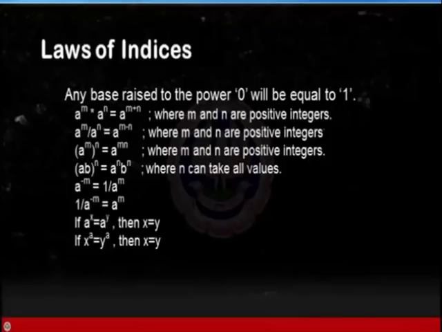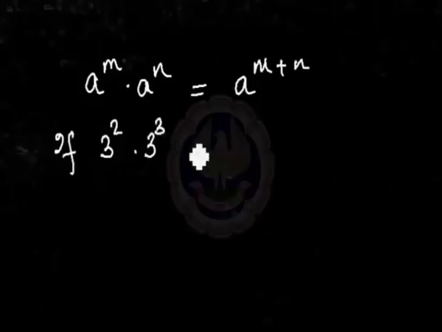Is it okay? We'll have a quick recap of this so that you have a very good hold on it. Let's see. If we have something like a to the power m into a to the power n, this could be written as a to the power m plus n. We'll take it with a small example. If 3 to the power 2 into 3 to the power 3 is given to you, this can be written as 3 to the power 2 plus 3, which is 3 to the power 5.